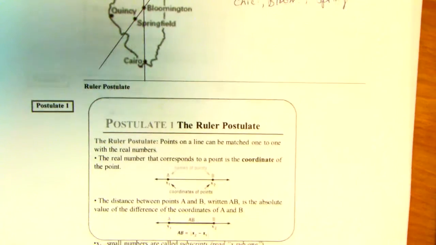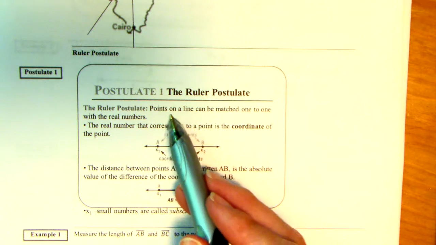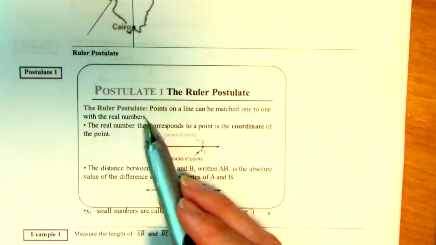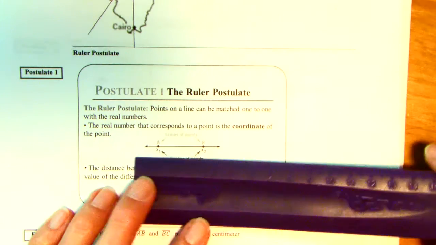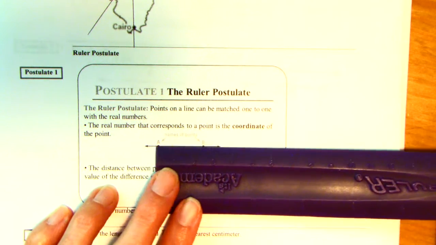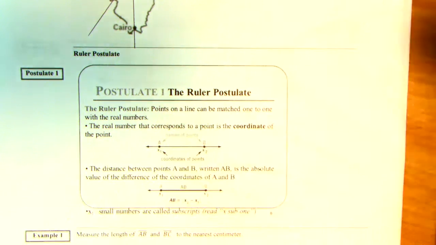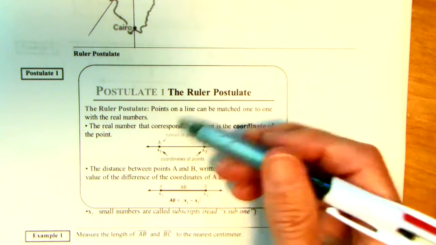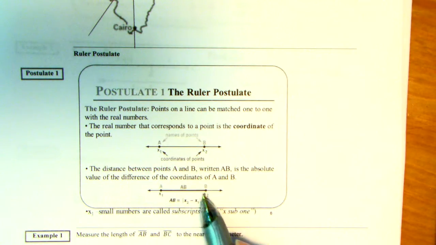All right, here we go. The ruler postulate. Points on a line can be matched one-to-one with real numbers. So basically you can assign distances. Can you actually see those? This is a centimeter ruler. It looks like it's about 2.5 centimeters apart, but you can apply numbers. And if you can apply numbers, that means you can also find the distance.